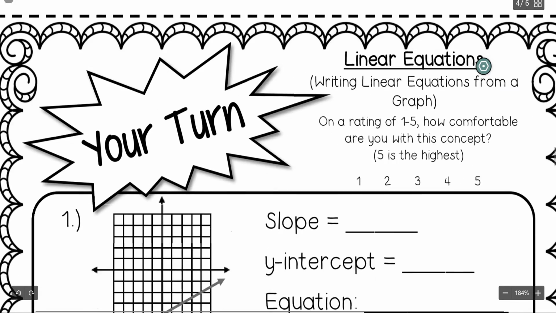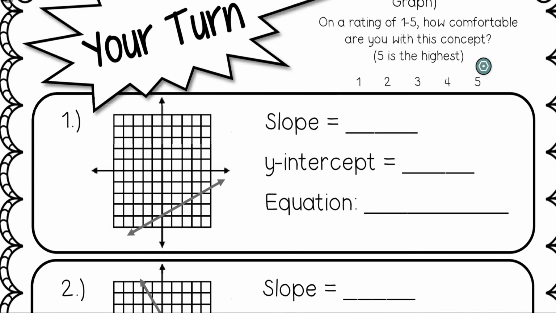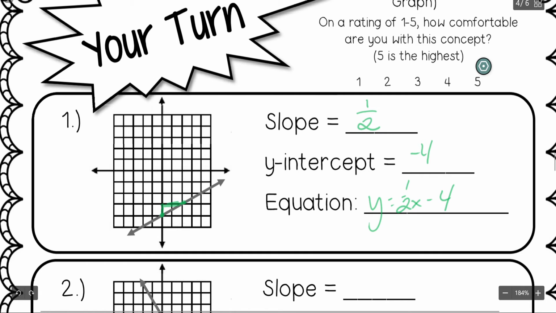Okay, try that first one on your own. Okay, we know our slope. We find 2 points. We're going to rise 1, run 2. So 1/2 is our slope. Our y-intercept is where it crosses the y-axis. So at 1, 2, 3, 4, negative 4. So our equation is y is equal to 1/2 x minus 4.